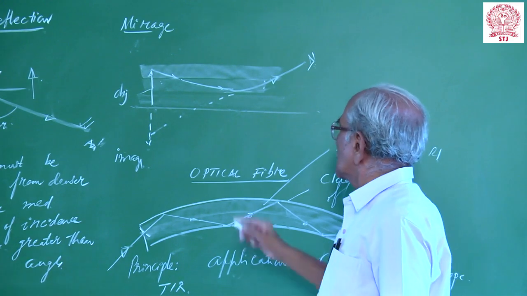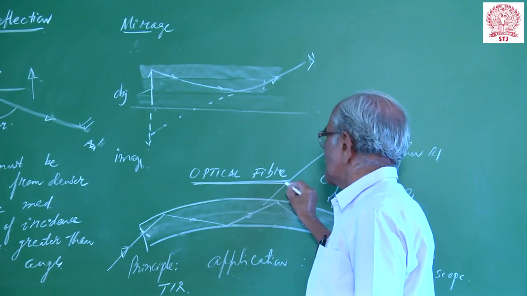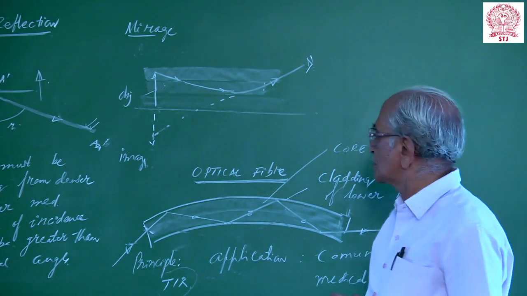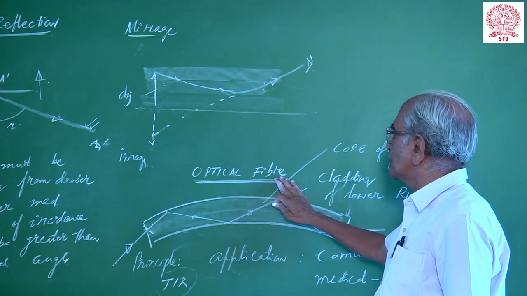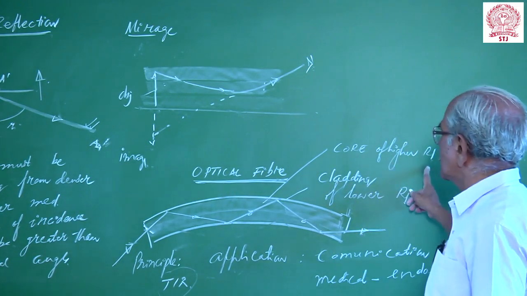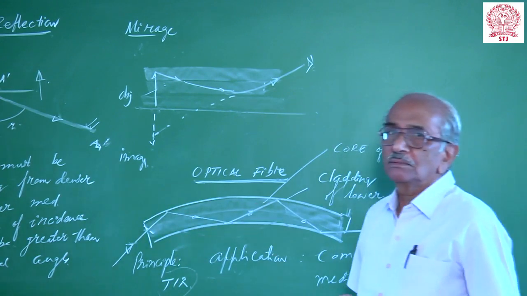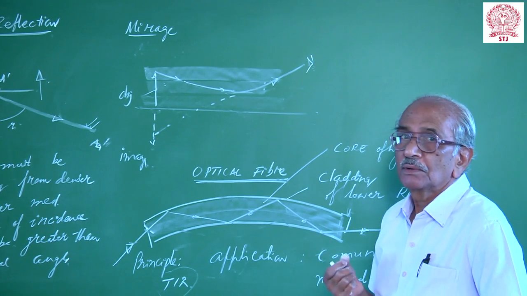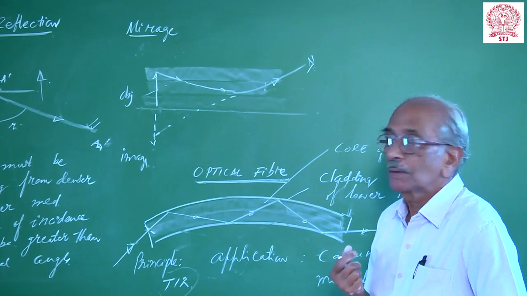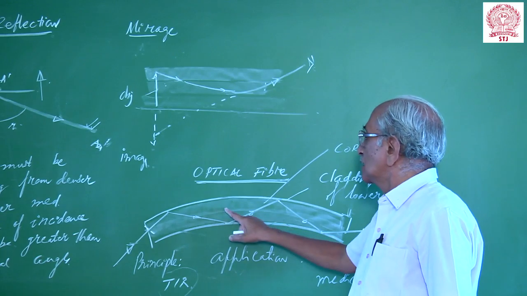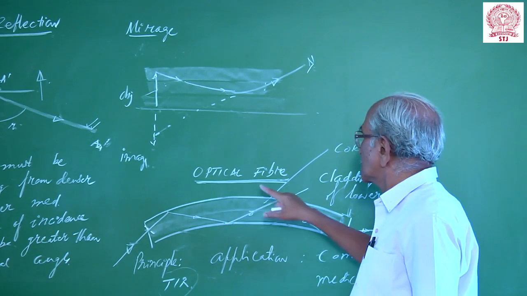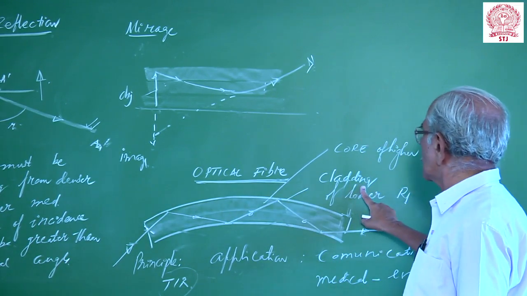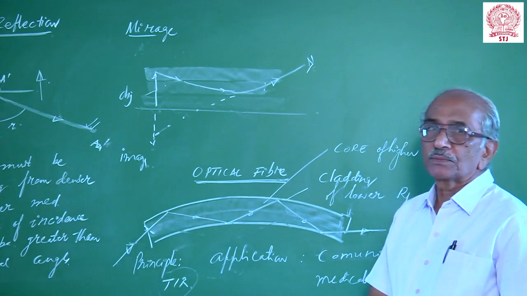Now again, the phenomenon of total internal reflection finds an important application in optic fibers. See, optic fiber consists of a bundle of very thin fibers, as the name itself suggests, very thin, of the order of the diameter 10 power minus 6 meter, and the core, the central part, is of higher refractive index. The covering, the cladding as it is called, is of lower refractive index.